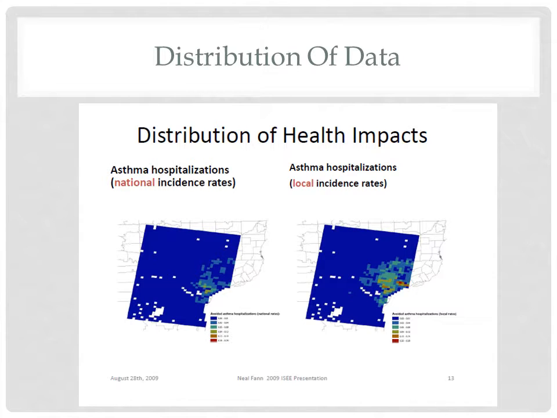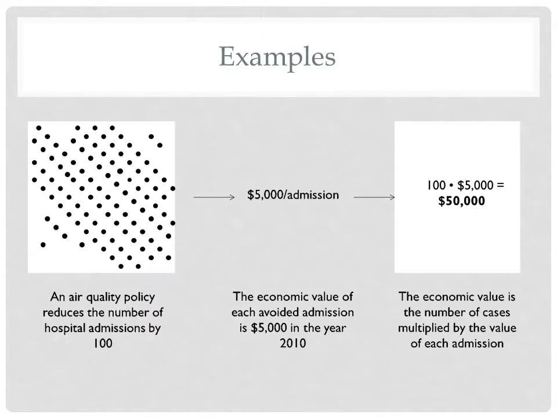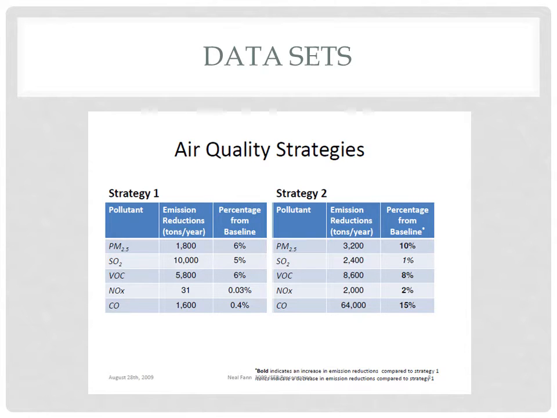We have distribution of health impacts. I'm just going to show you some that have been done. So in this one, it shows you that the air quality policy reduces the number of hospital admissions by 100. It's just another way that it'll take the data set and turn it into something quantifiable that you can show in your presentations. This is a data set, and this is what you'll put in. It's sort of like ArcGIS, as you put it in as an attribute table.